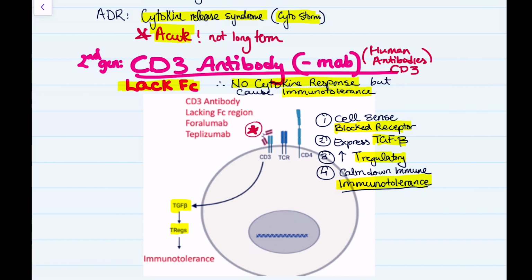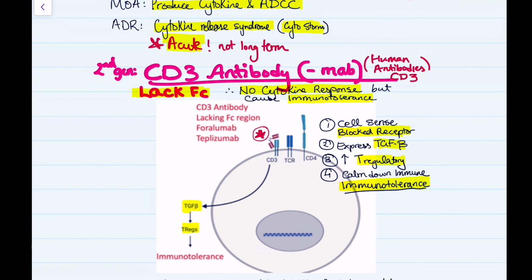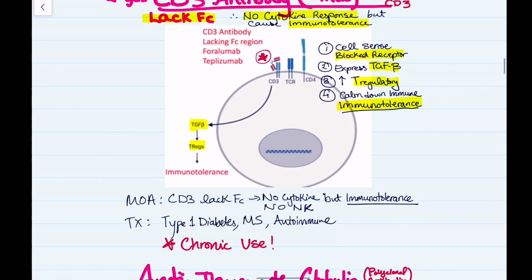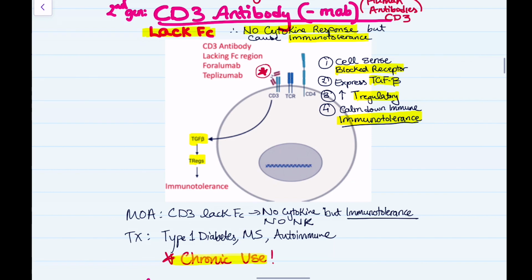So side effects, once again, cytokine storm, and it should be used for chronic use for the second one. So that's important here. And then we treat type 1 diabetes, multiple sclerosis, or autoimmune diseases. So this is more immunotolerant, whereas the previous one, first generation, no T cells at all.